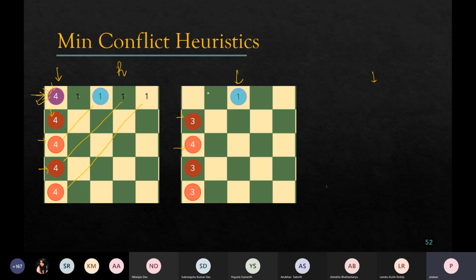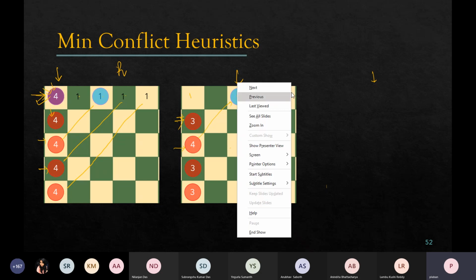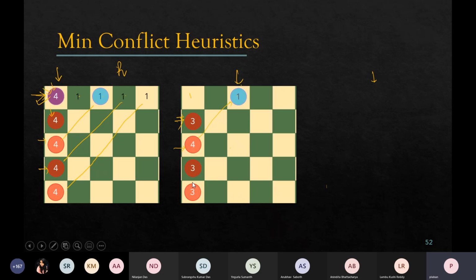Now, as I have placed it here, you check for this. This is no longer having conflict with this queen, but it is having conflict with the other, so its revised conflict value is 3. It is having conflict 4 because it is having conflict with this again. But the others are not having conflict with this assignment, so their conflict value is 3. Now we have placed it, and we have to select another variable. I could have selected any one. In this example, I have selected this.